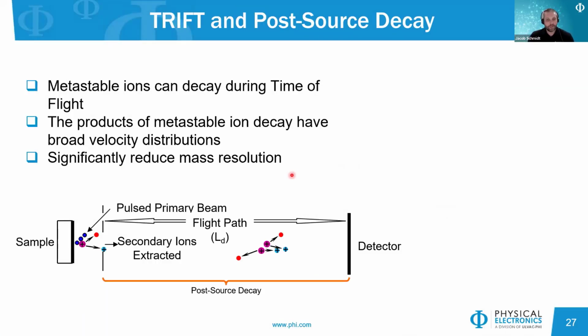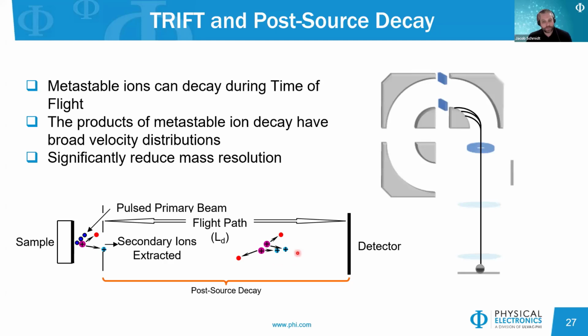The TRIFT spectrometer has another benefit, and that is that it can accommodate for metastable ions. Metastable ions can undergo what is called post-source decay, in which they fragment while they're flying through the flight path of the spectrometer. These fragment ions will have a much larger velocity distribution and will significantly reduce the mass resolution. However, because these product ions will have less energy than their precursor ions, they will travel a much shorter path through the first ESA, collide with the inner electrode, and be eliminated. So in this way, the TRIFT spectrometer automatically filters out the metastable ions.